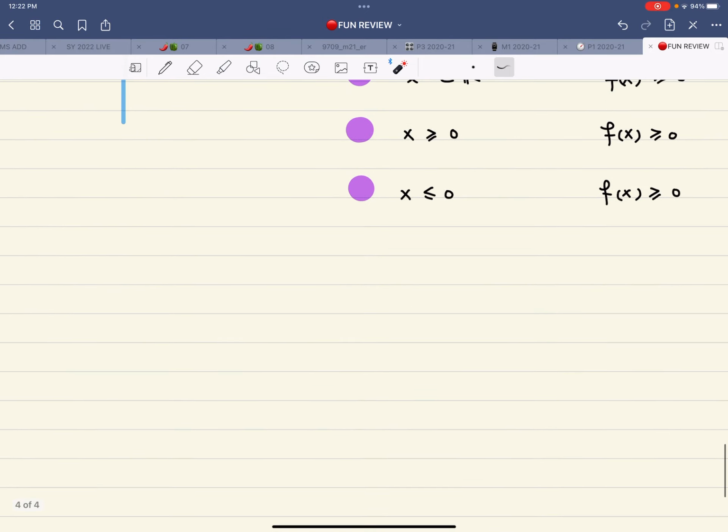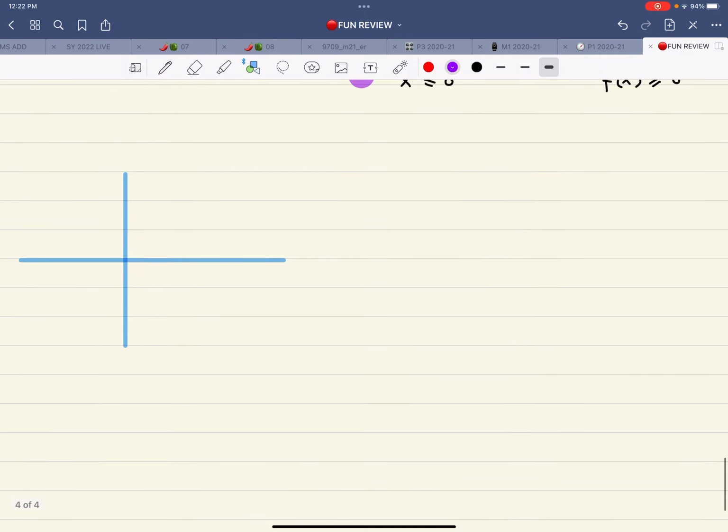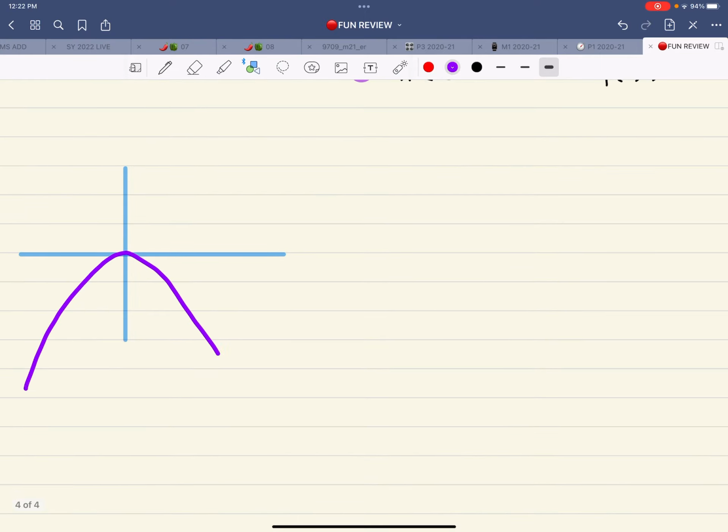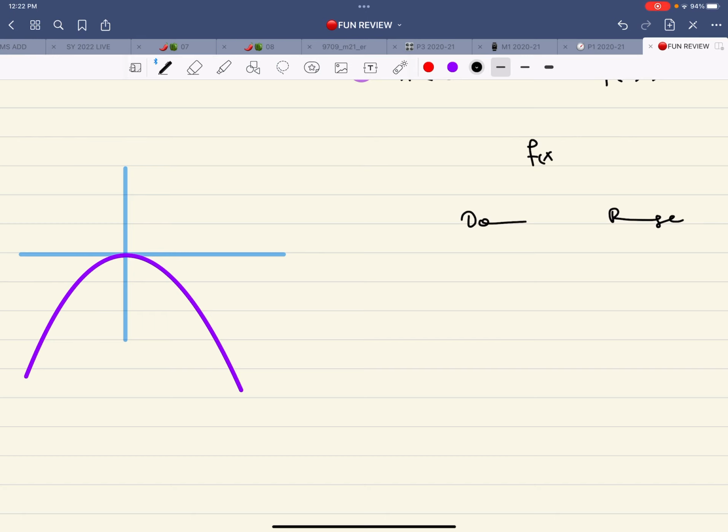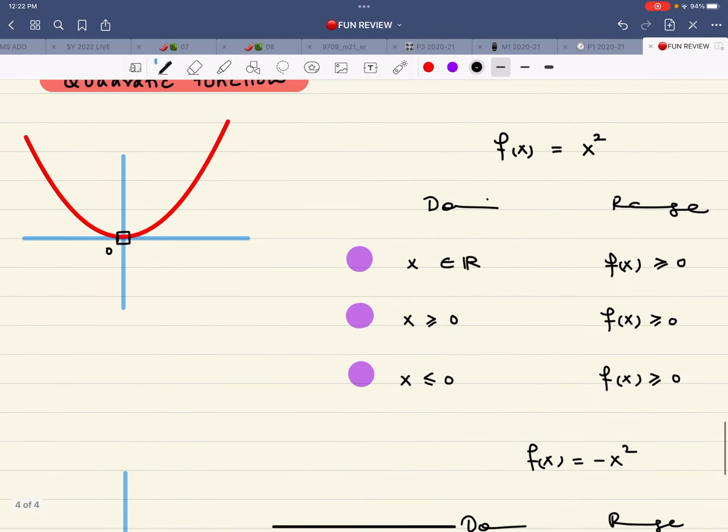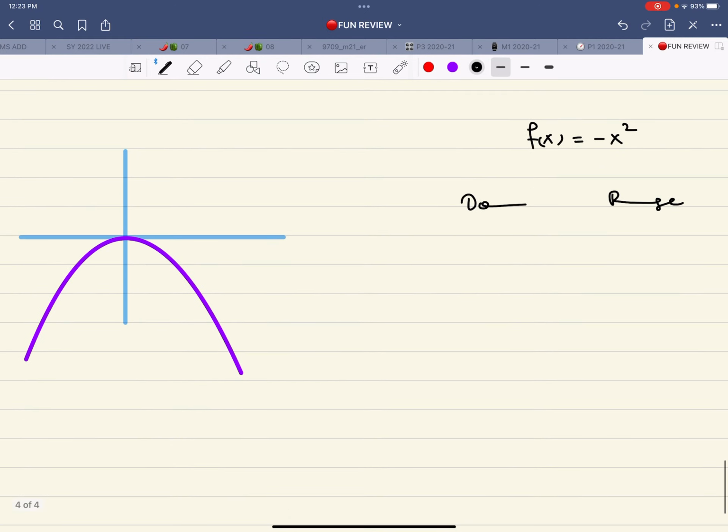If I draw, on the other hand, the graph of y equals negative x square, the graph would be upside down, something like this. And again, domain and range. f(x) equals negative x square. The above one was positive x square, this is negative x square.